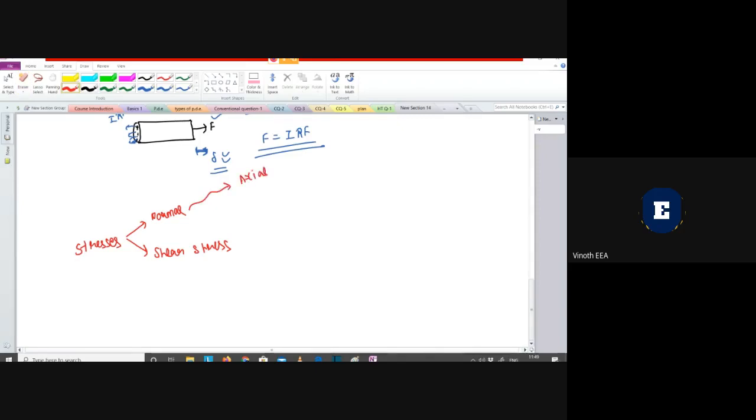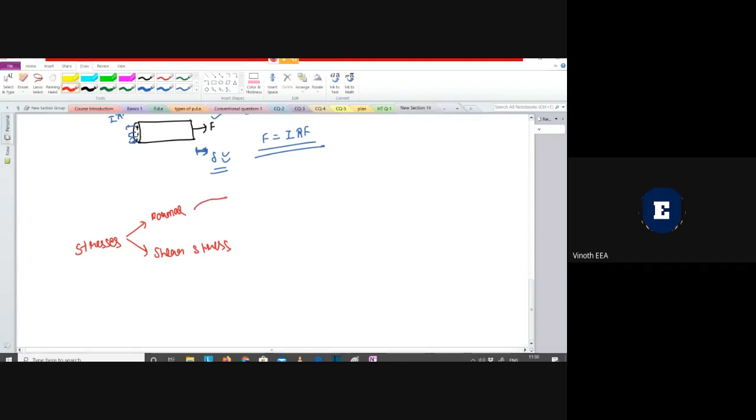Normal stress has different classifications. One is axial, and normal is otherwise called axial. Bending stress is also a normal type. I will discuss these separately in a separate chapter, so I'm not going deep into them. Normal stress means axial loading and bending. Shear stress can be classified into two: direct shear stress and torsional shear stress. Don't worry, don't write all these things down, I will give them to you later.